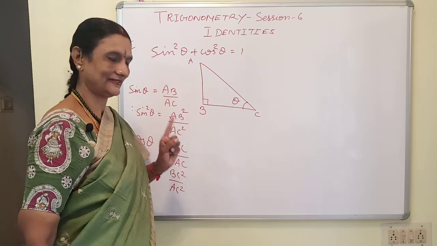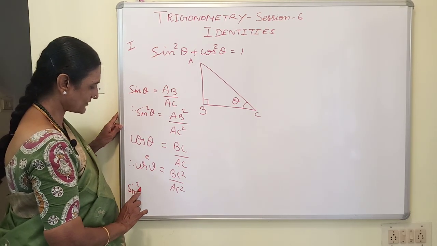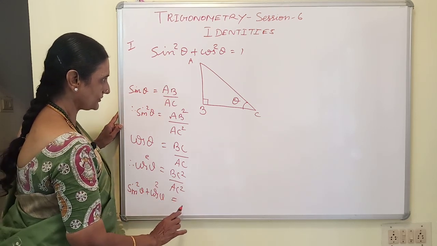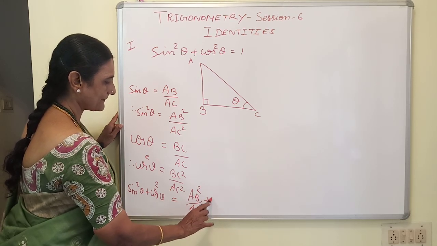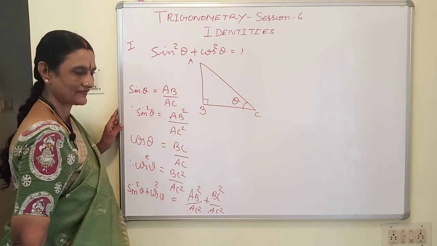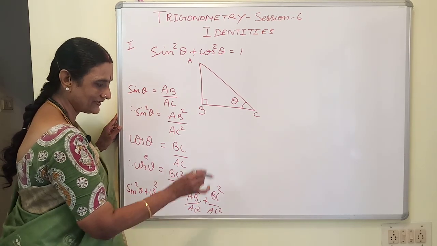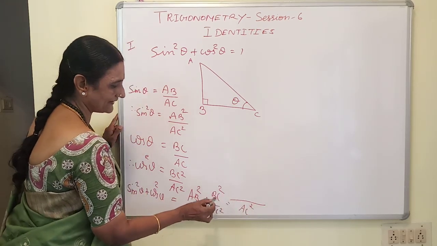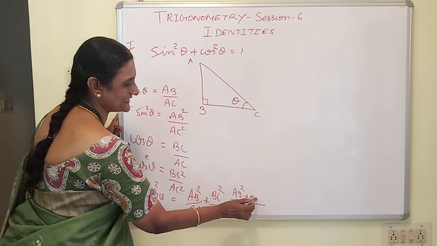Yes. Now add both. If you add both, what do you get in the left hand side? Sine square theta plus cos square theta equal to AB square divided by AC square plus BC square divided by AC square. Now combine, both have the common denominator as AC square. Work out in your notebook in the same manner. So AC square as the common denominator, I can write AB square plus BC square.